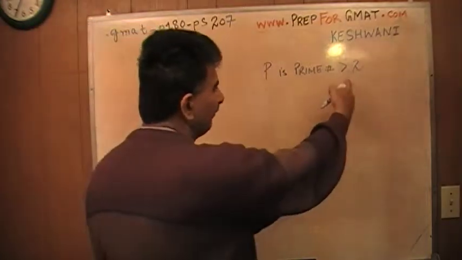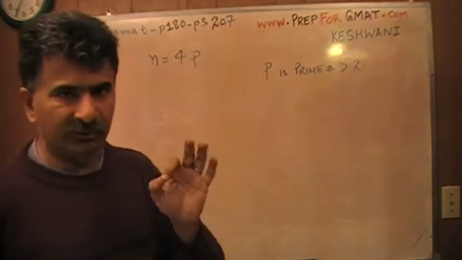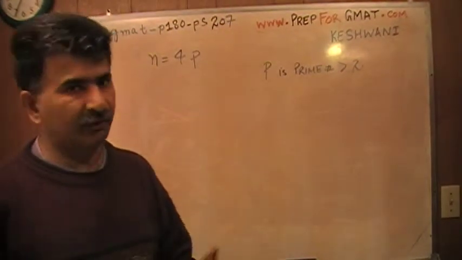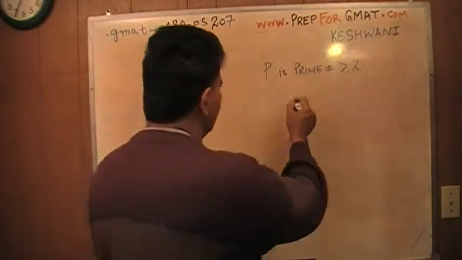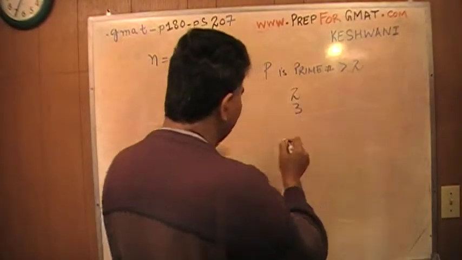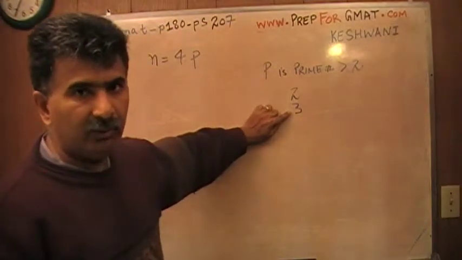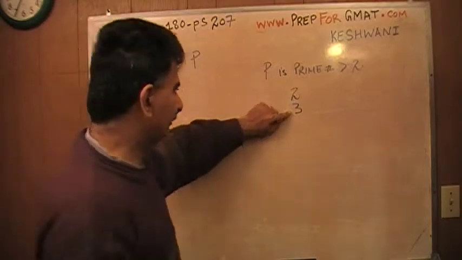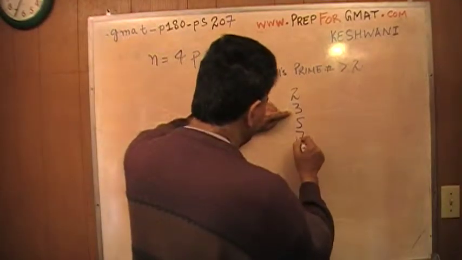So 2 is a prime number because the only numbers that 2 will divide into are itself and 1, and nothing else. 2 does not go into anything else. 2 is a prime number, so is 3. The only numbers that 3 will go into are itself and 1, nothing else. 5 is a prime number, 7 is a prime number.